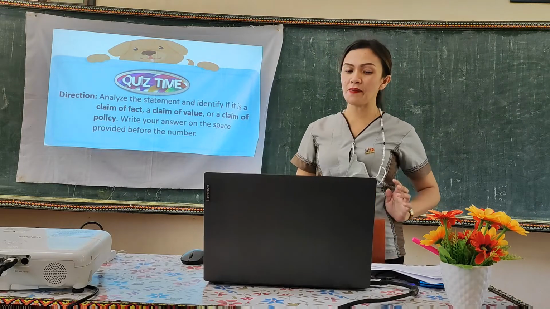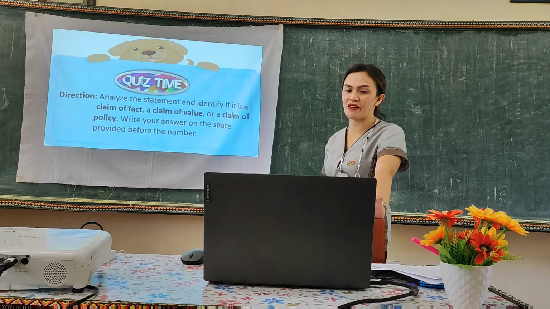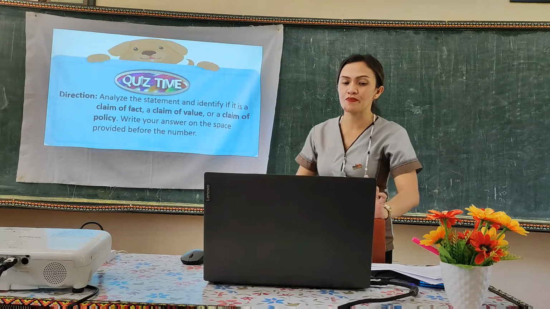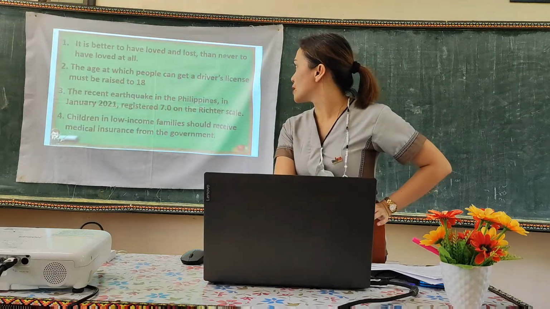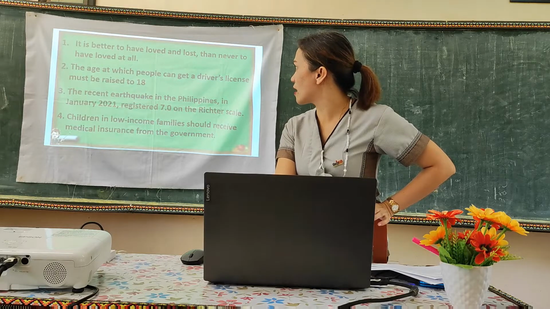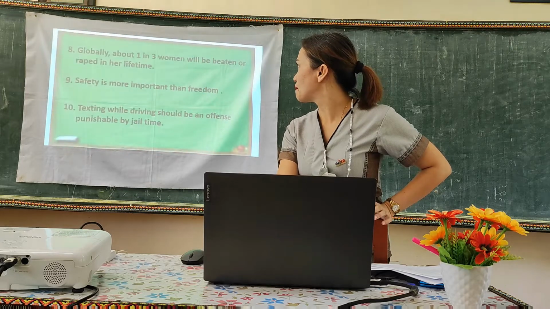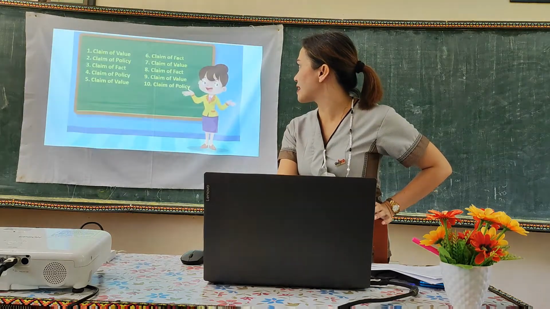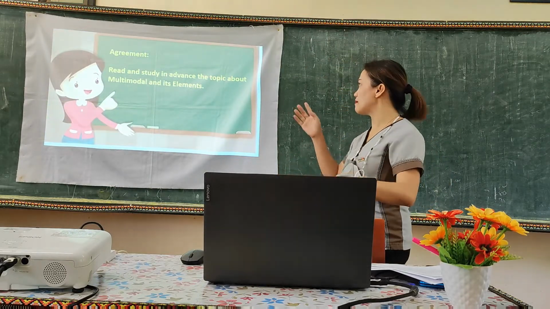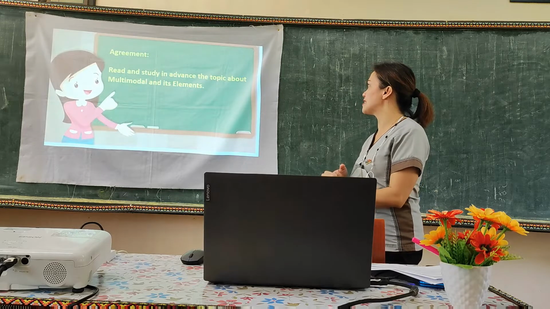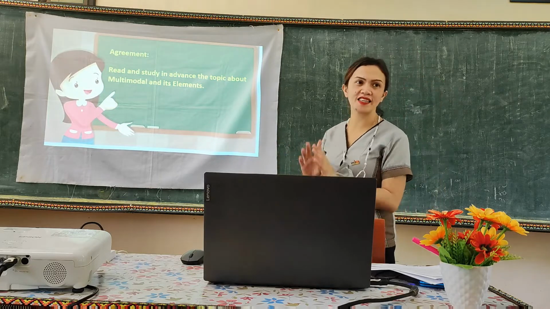For the quiz time, we have here the direction: analyze the statement and identify if it is a claim of fact, a claim of value, or a claim of policy. Write your answer in the space provided before the number. These are the statements for the quiz. We have 10 items and these are the answers. For the assignment or agreement, they are going to read and study in class the topic about multimodal and its elements. That is for the next discussion.